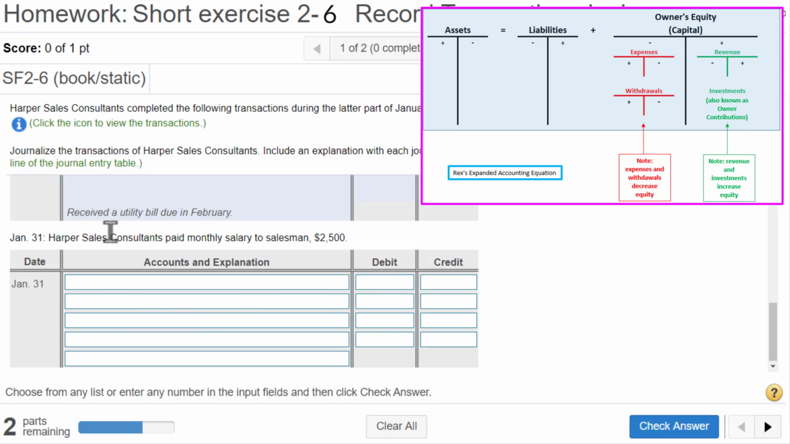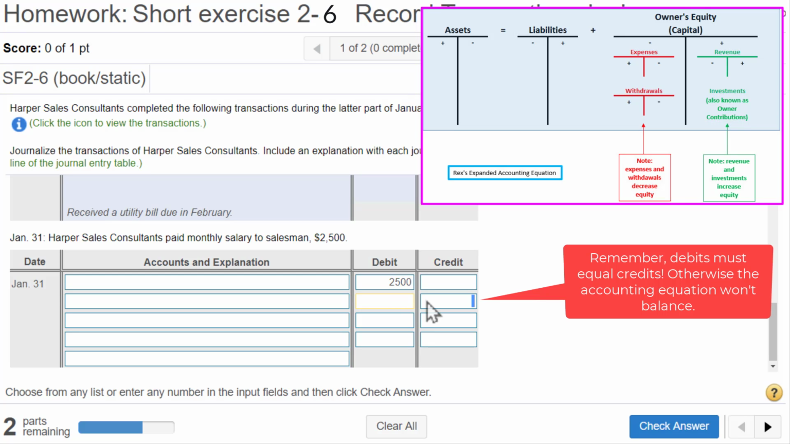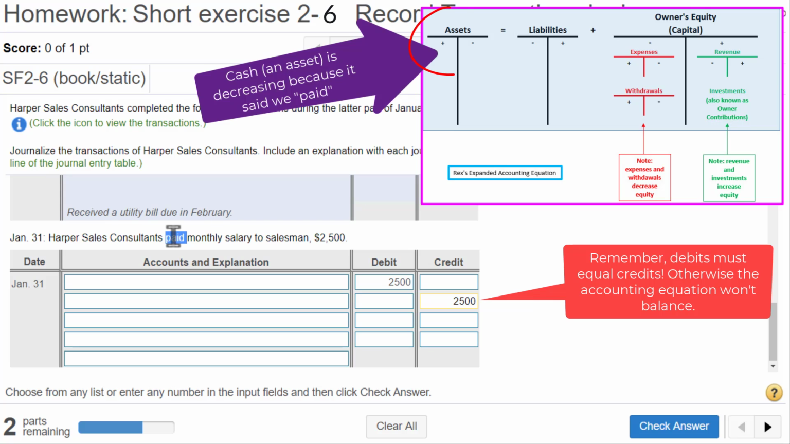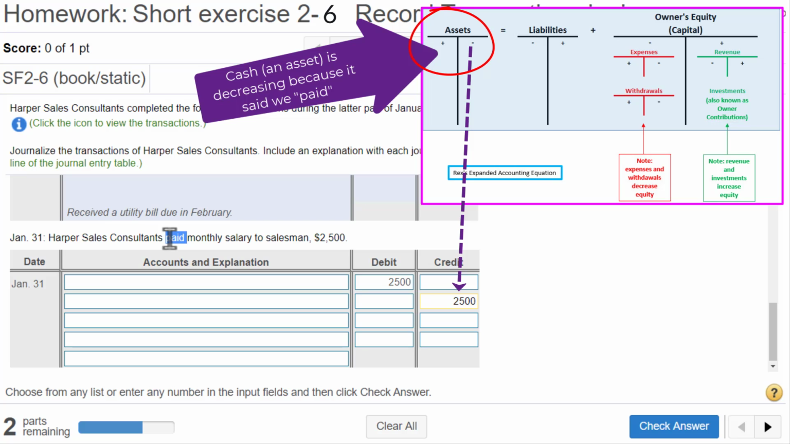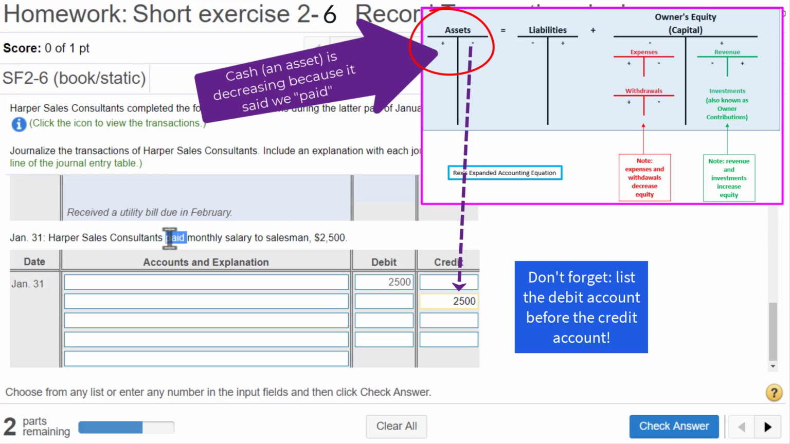January 31st, Harper Sales Consultants paid monthly salary to the salespeople, $2,500. So I'm going to put the $2,500 in there now. $2,500. And so we know cash is involved because this is paid. So let's talk about cash. Cash is an asset, and since we paid, cash is going down. So since cash is an asset, how do assets go down? With a credit.